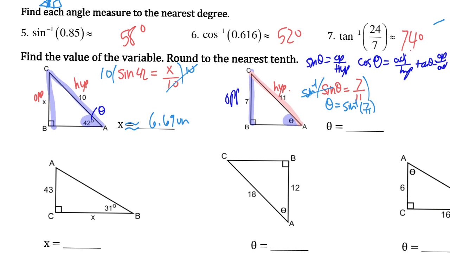If you type that in your calculator, do inverse sine of 7/11, use a fraction or a division key, close the parenthesis, and you're going to get approximately 39.5, and that's going to be degrees. Always label your answer. If it's an angle, label it in degrees. If it's a length, label it in terms of the units of which they speak. Okay, so I hope you're hanging in there.